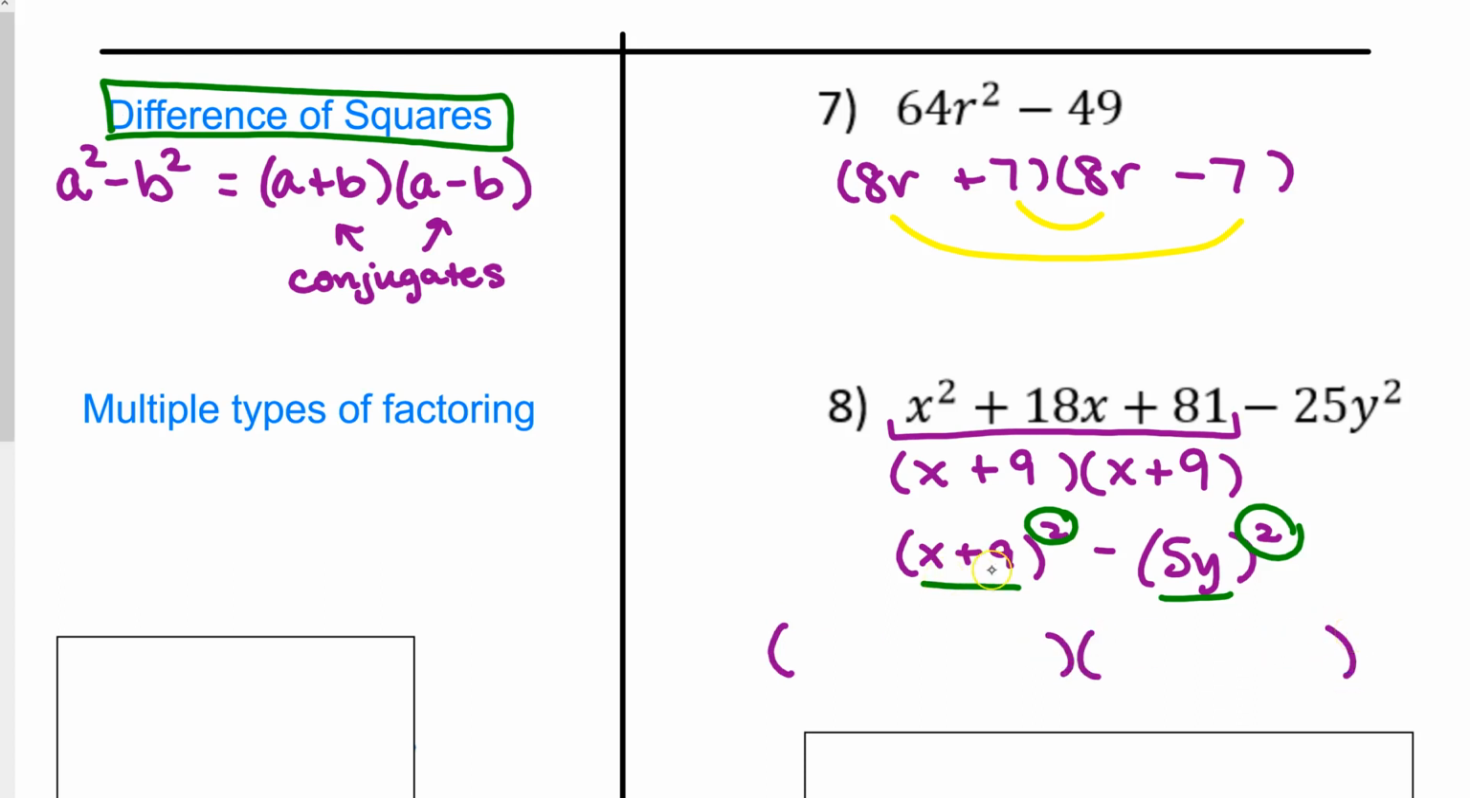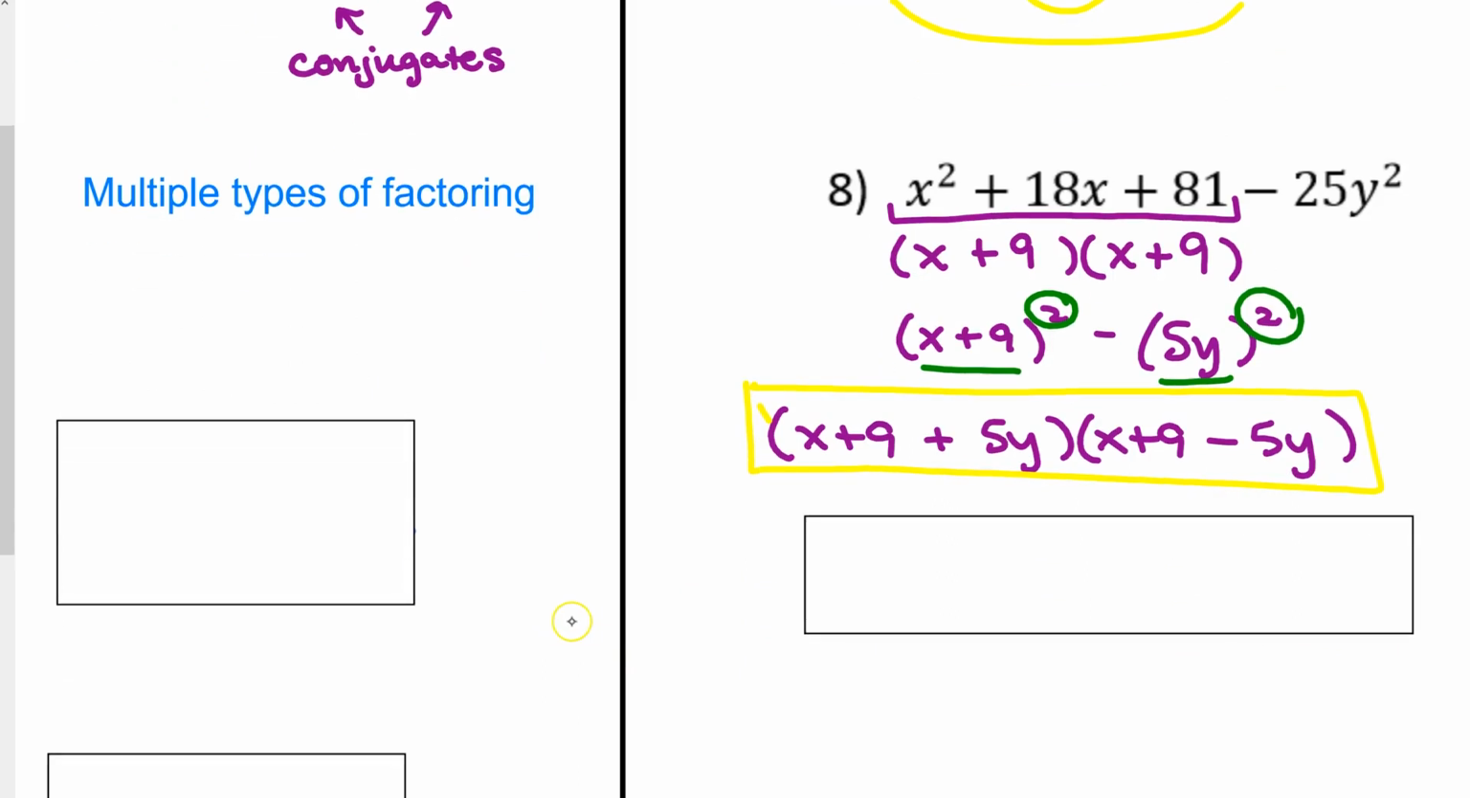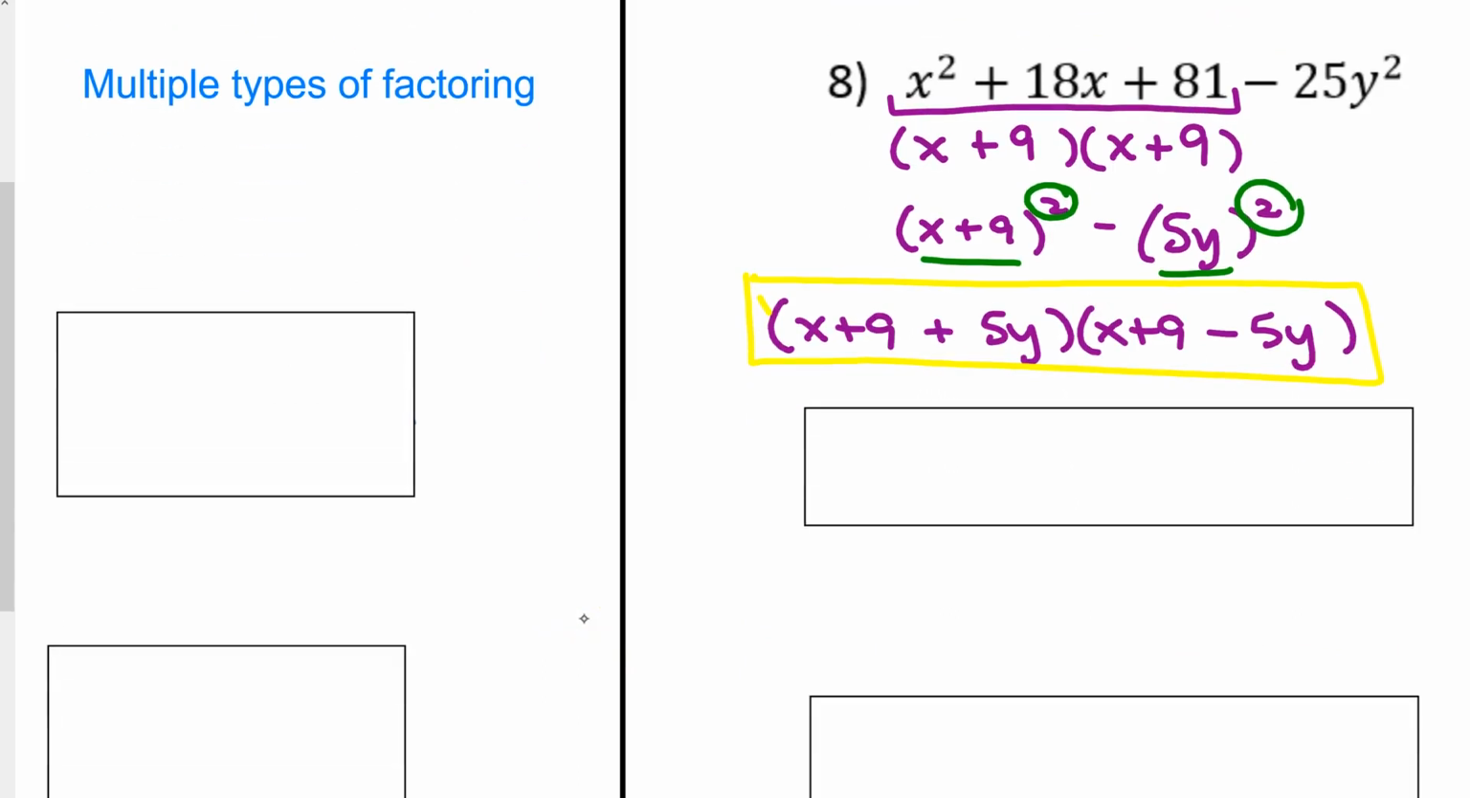So we're going to factor x plus 9 quantity squared into x plus 9 times x plus 9. We're going to factor 5y quantity squared into 5y times 5y, and then we have 1 with a plus and 1 with a minus. Okay, so that's one example of multiple types of factoring, and of course there are all other kinds of ways to combine factoring.